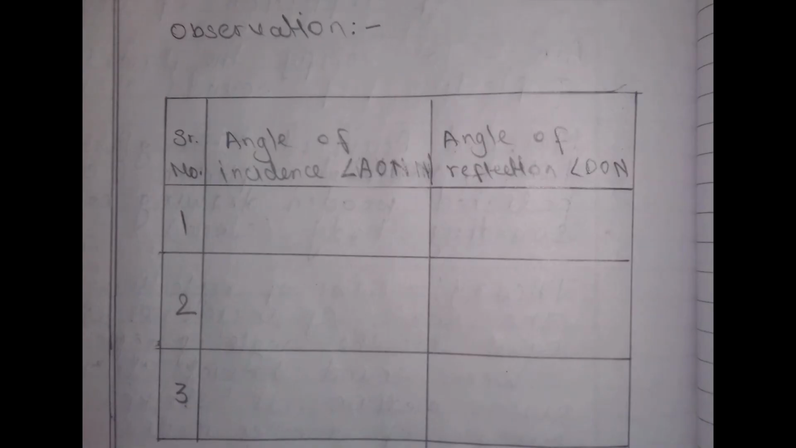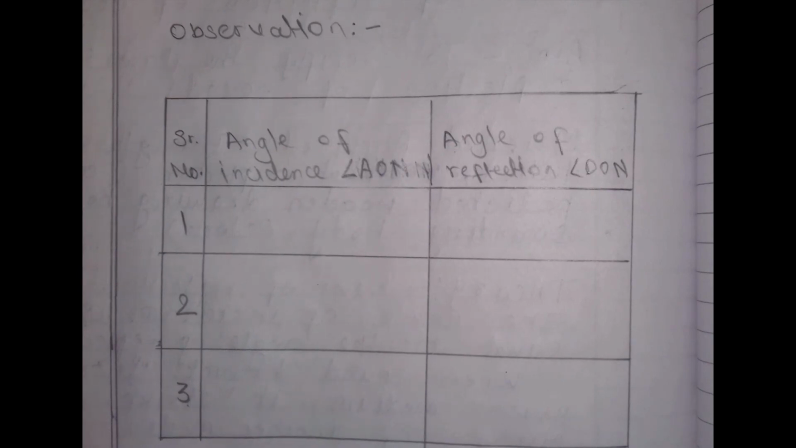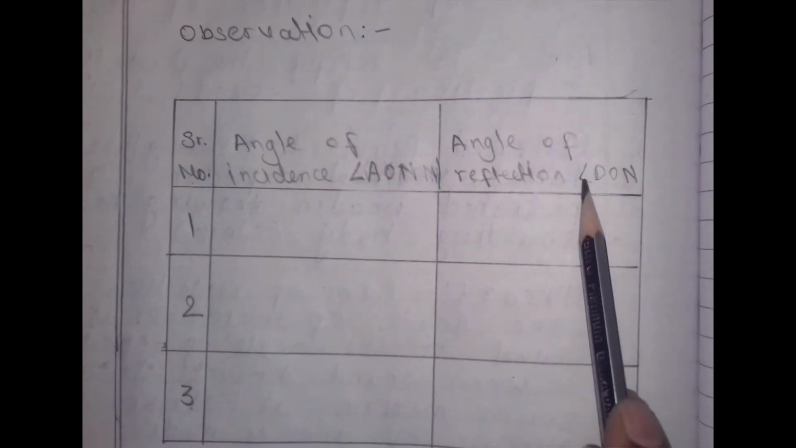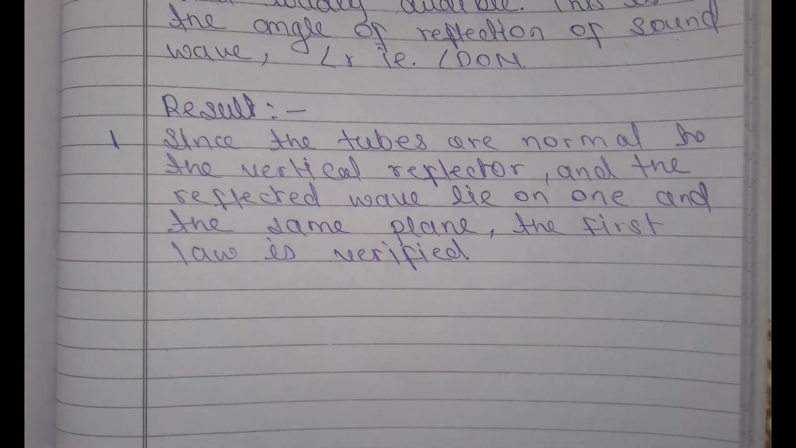Now, draw the observation table. Serial number, angle of incidence, angle AON, angle of reflection, angle DON. Result.